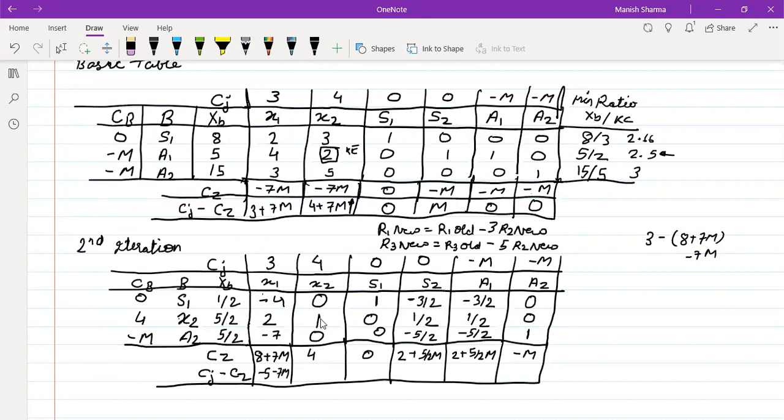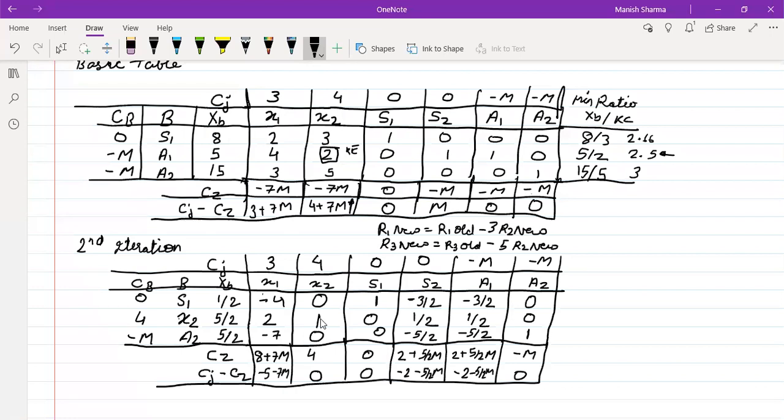So the value is minus 5 minus 7m. 4 minus 4 is 0. 0 minus 0 is 0. 0 minus 2, minus 5 by 2 m. This is minus 2, minus 5 by 2 m, and this is 0, correct? So now you can see all the values are less than equal to 0, isn't it? All the values are less than equal to 0, correct? Any doubts up to this point?